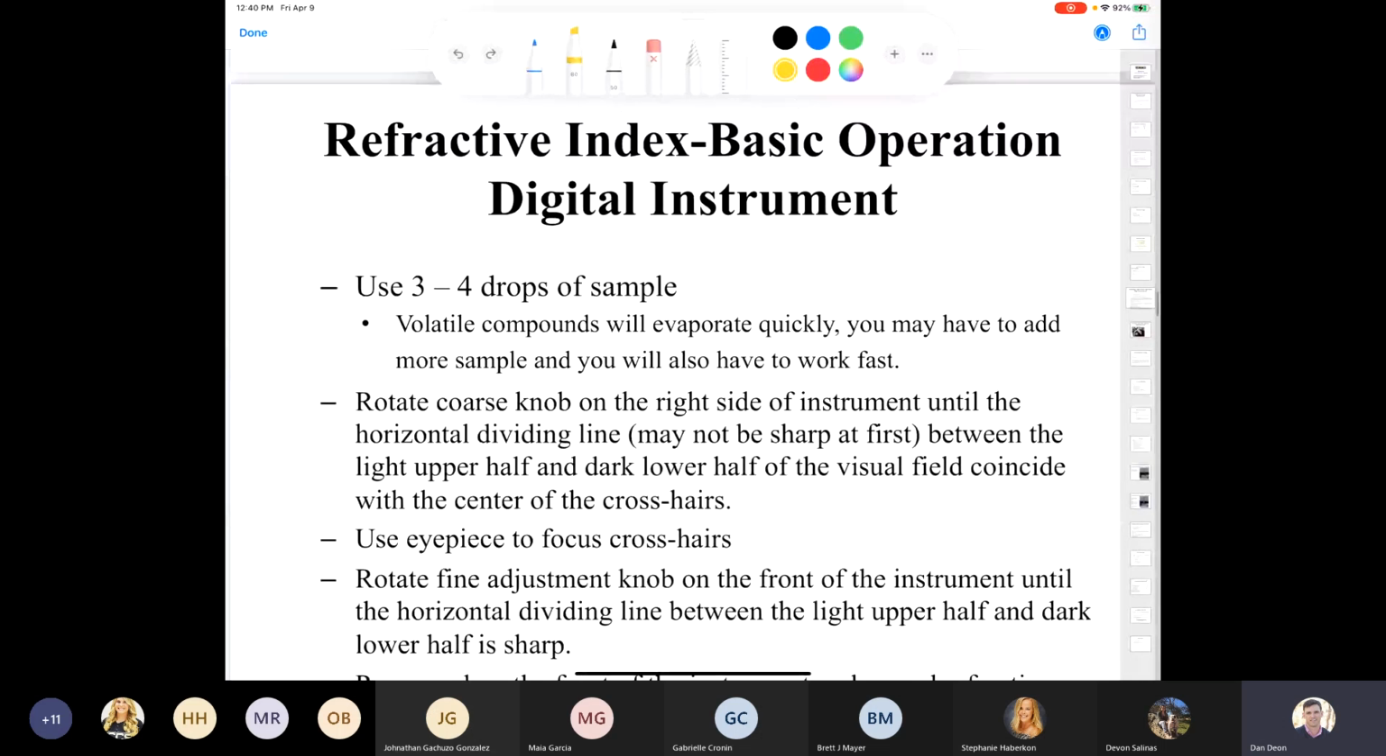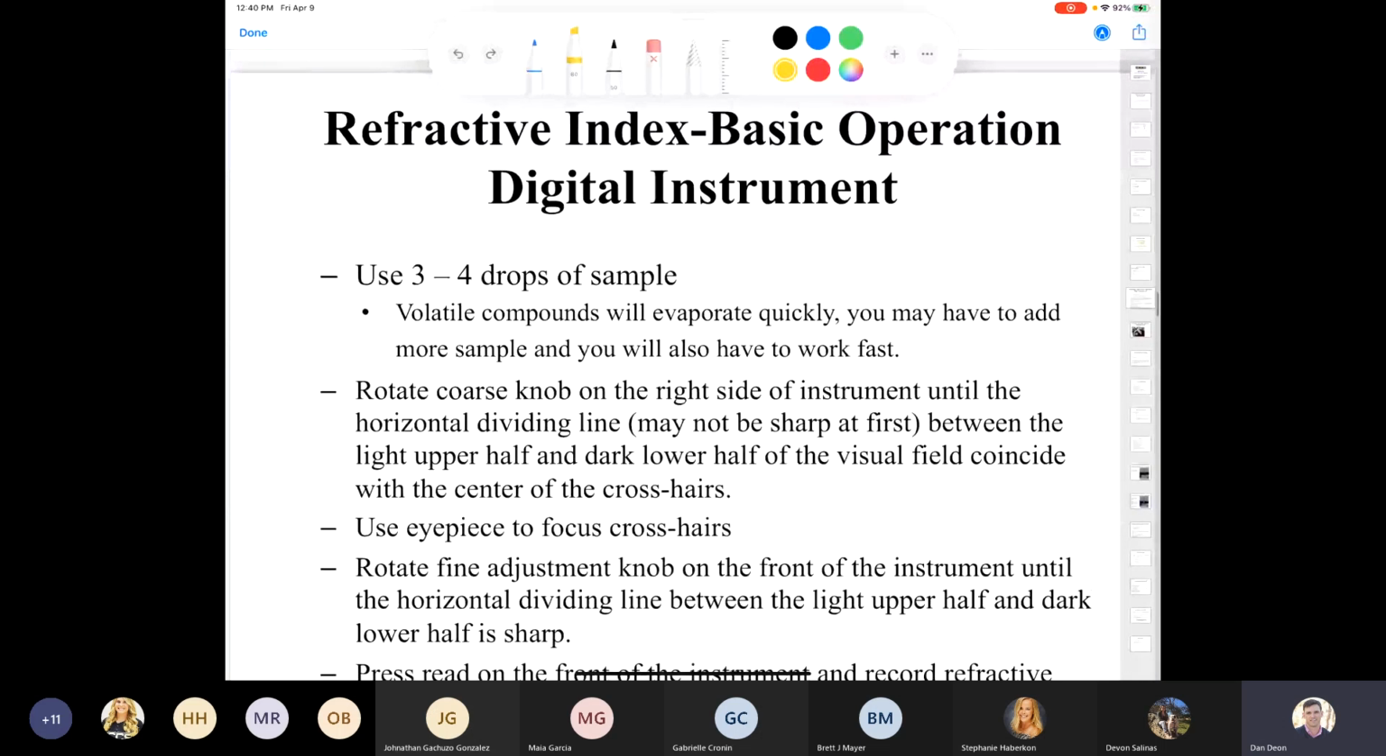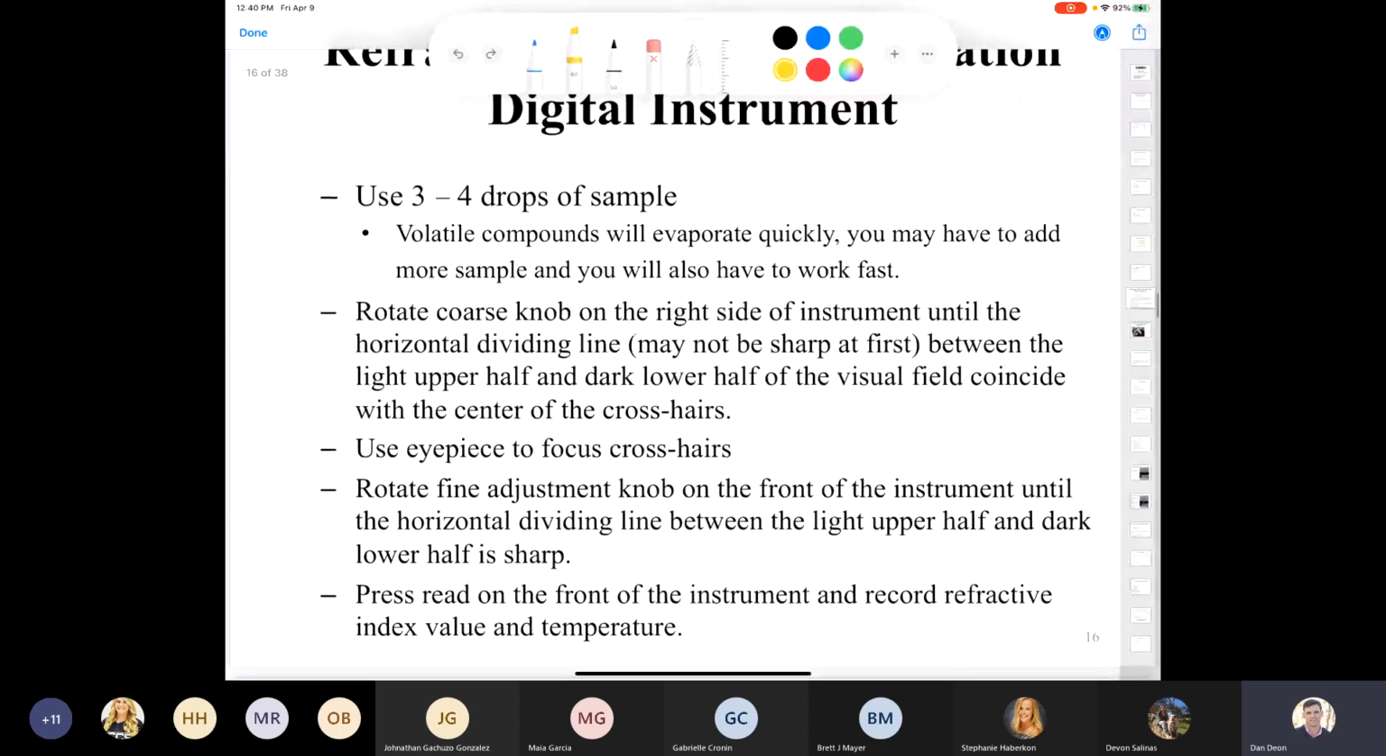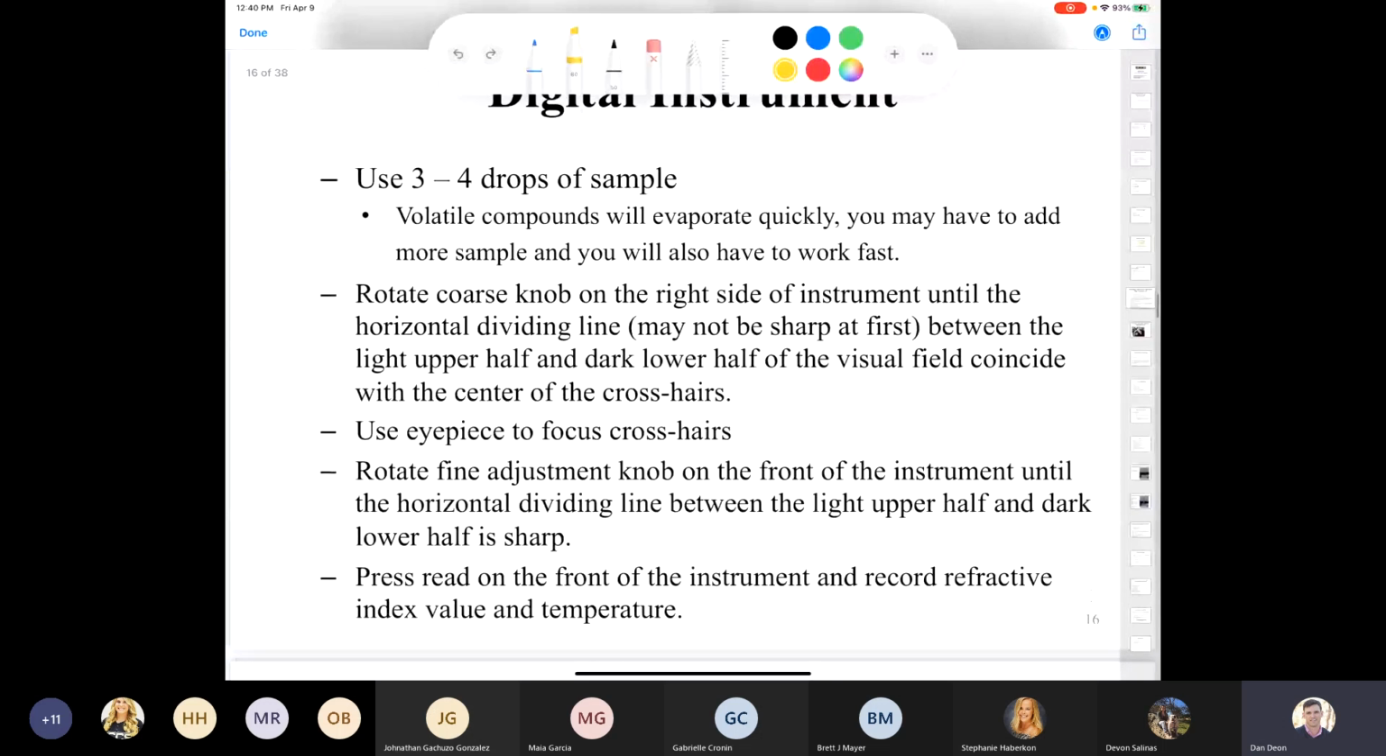This is best seen rather than just simply read about, but I'll show you quickly what you do. You add 3 or 4 drops of sample, it doesn't take a lot. If you have a volatile compound, something that's got a high vapor pressure and is going to evaporate really quickly, you might have to add a little more sample, or you might have to work faster so that there's enough sample when you close the prisms or put the prisms together.